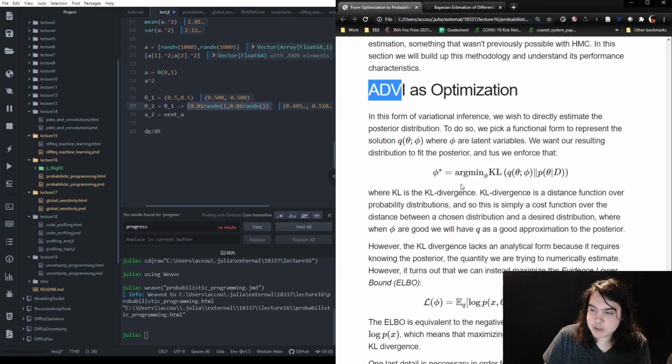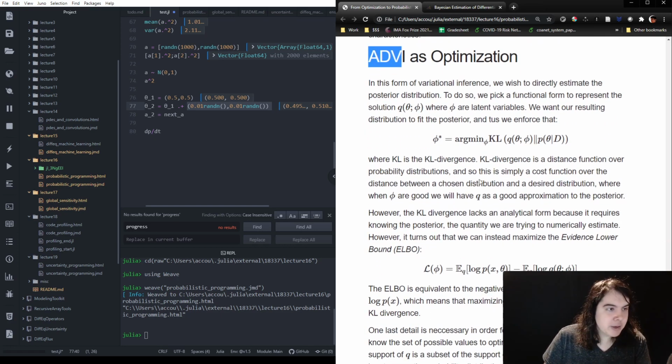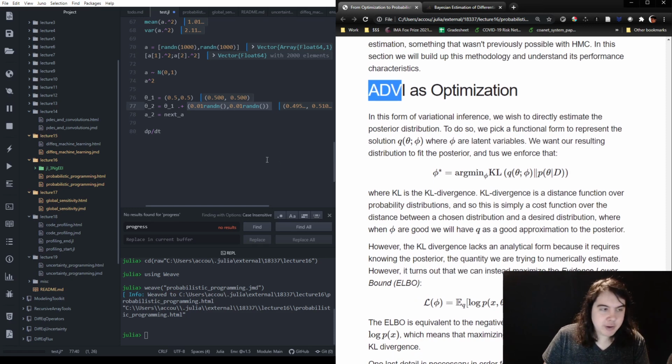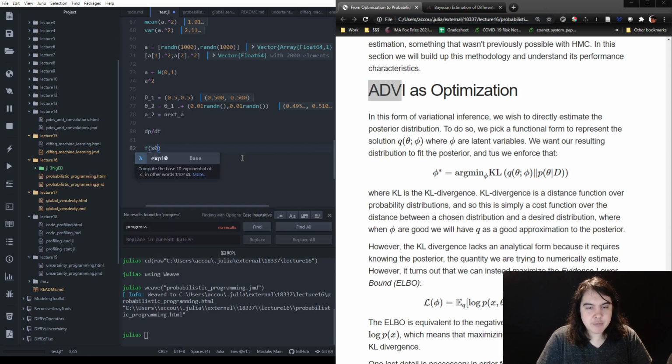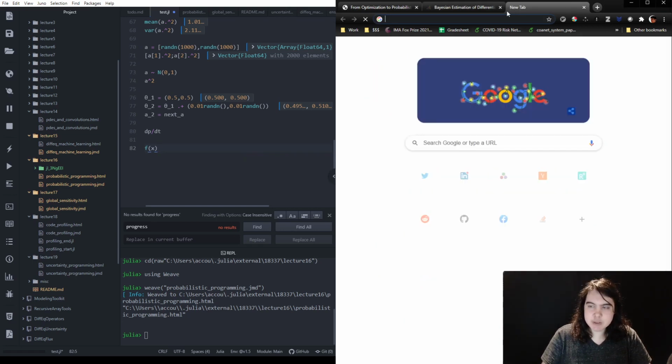And the way that you do this is, you want to find the right distribution, right? So if I have f of x as a distribution, and I want to put a loss function not on points now, I want to put a loss function on distributions. What you can use is the KL divergence.